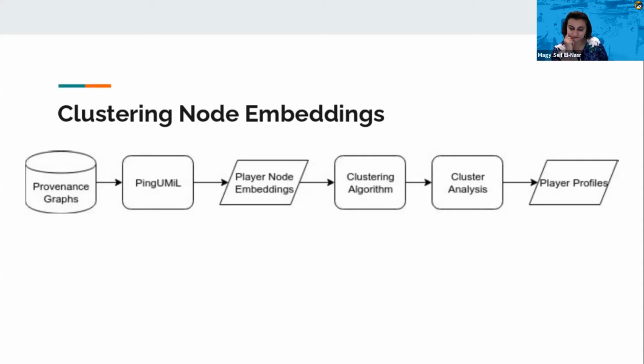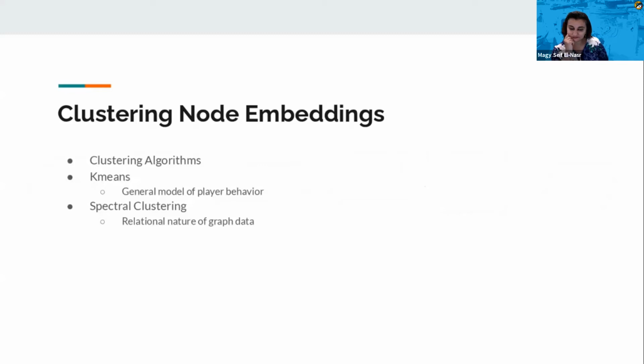Regarding clustering algorithms, we opt for K-means and spectral clustering, following guidelines from the clustering behavior data paper by Drachen et al. K-means is suggested due to the overall goal being a general model of player behavior and spectral clustering suggested due to the relational nature of graph data.